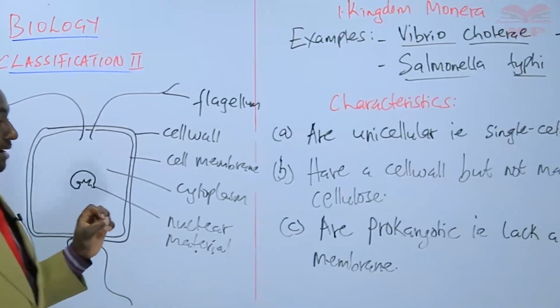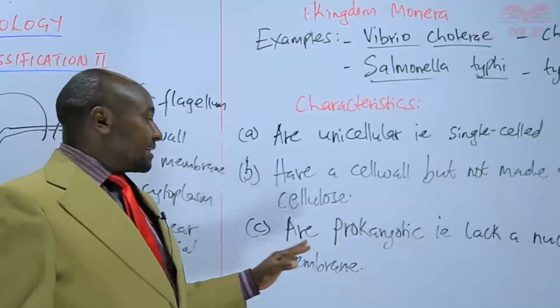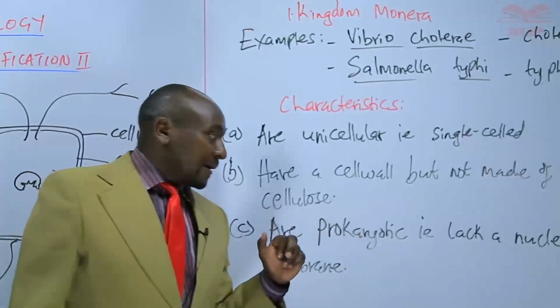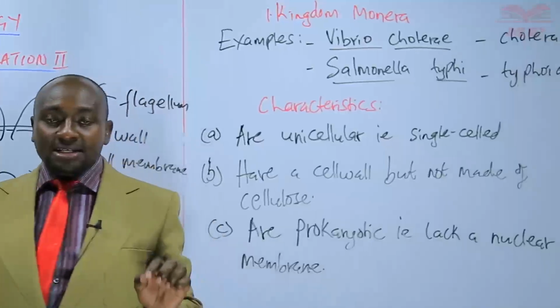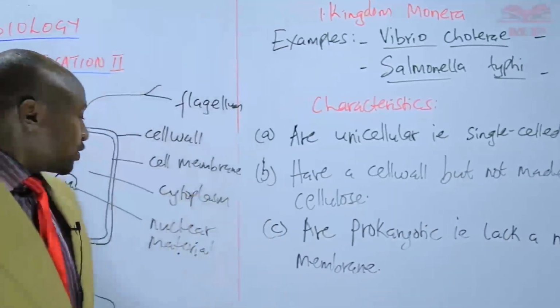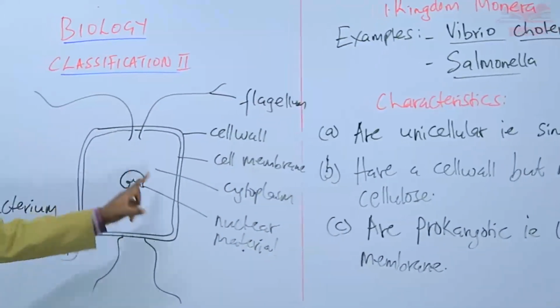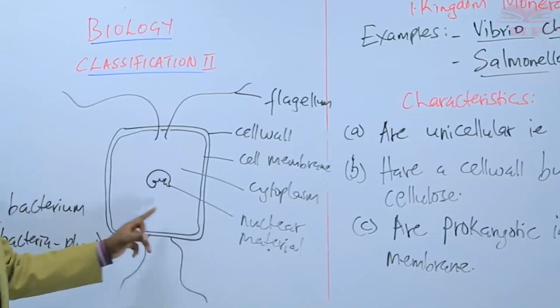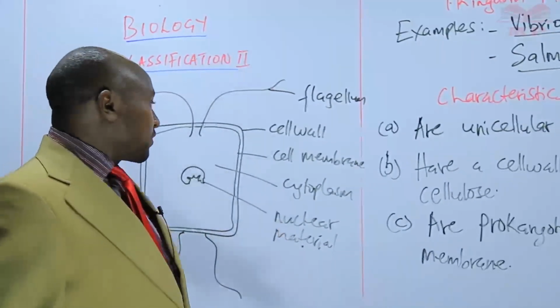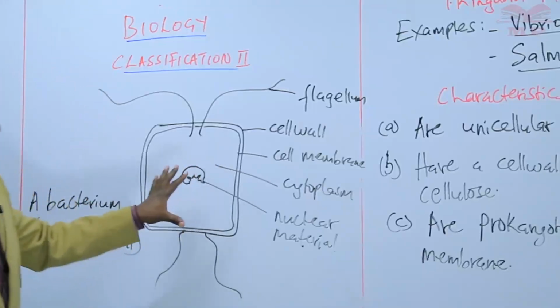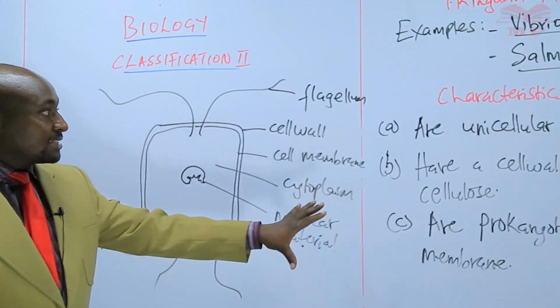The third characteristic that we have learned is that it is prokaryotic, meaning that it lacks a nuclear membrane. It doesn't have a nuclear membrane. So you can see the nuclear material is not enclosed by a nuclear membrane like we find in other cells. So we are going to stop there with the characteristics.